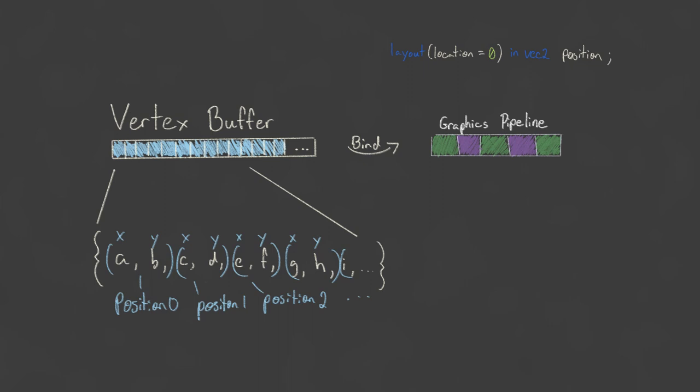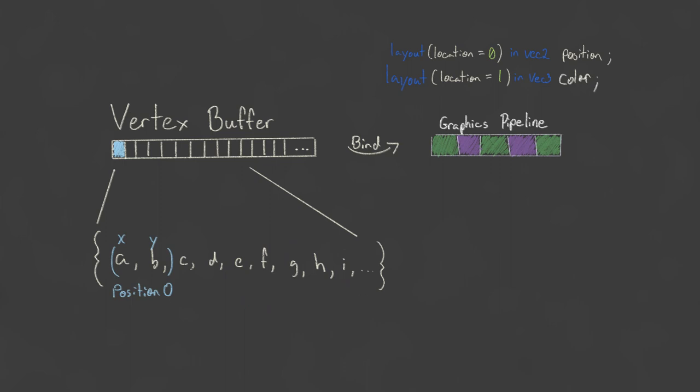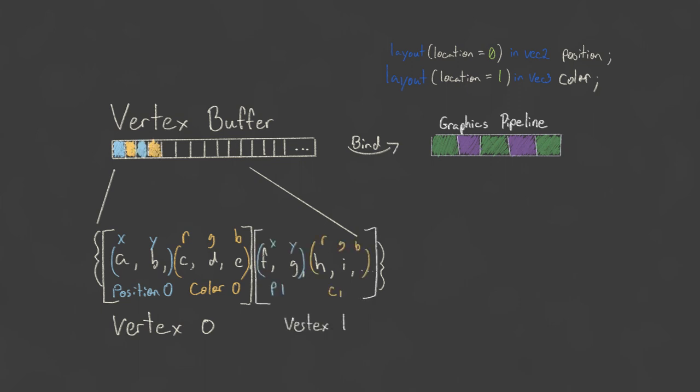Now, let's say we want to specify an RGB color for each vertex. We could add a second vertex attribute, this time a vec3. If we add this to our vertex buffer, then our buffer would look like this. The first two values in the buffer are grouped together to make up the position attribute for the first vertex. The next three values are the red, green, and blue values. These will be grouped together to form the color attribute. The next five values are used for the second vertex, and so on.